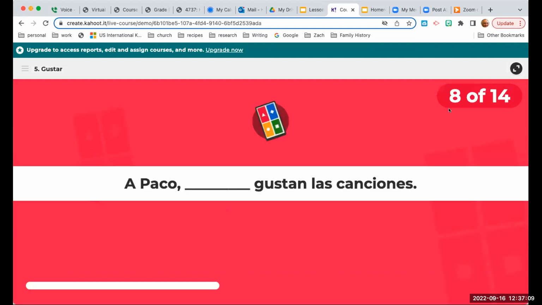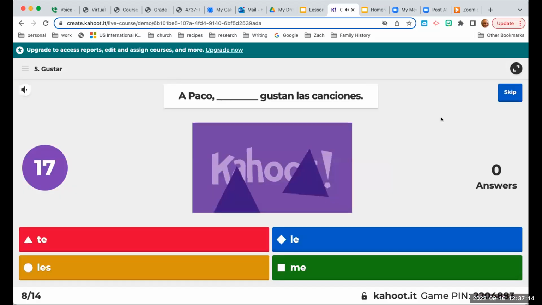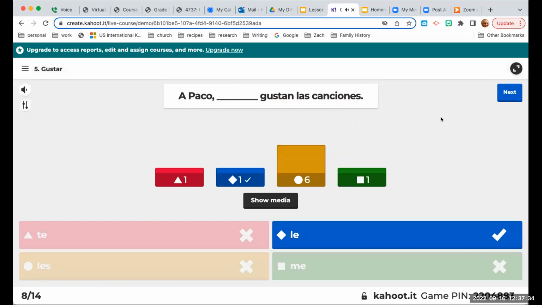A Paco blank gustan las canciones. Is it te, les, le, or me? Yeah, the answer is le, because le refers to he or she. And Paco, we're talking about Paco here, he likes songs.